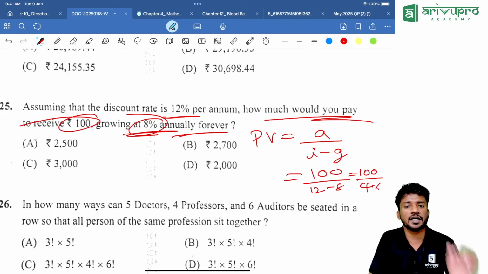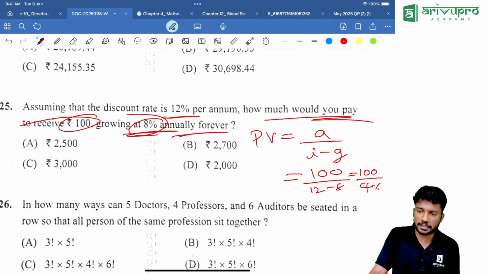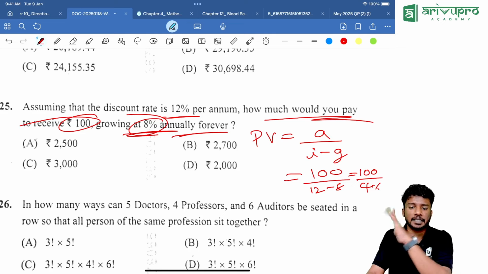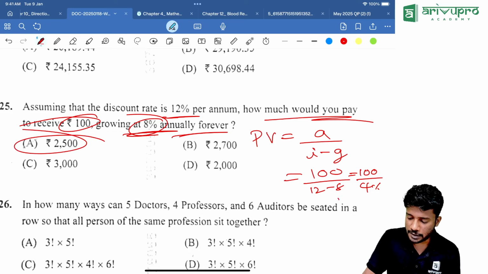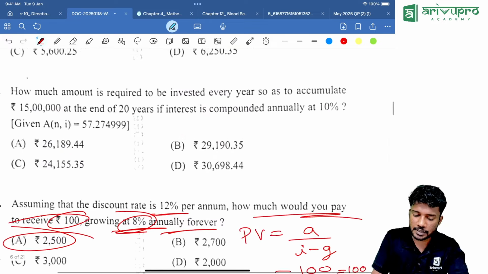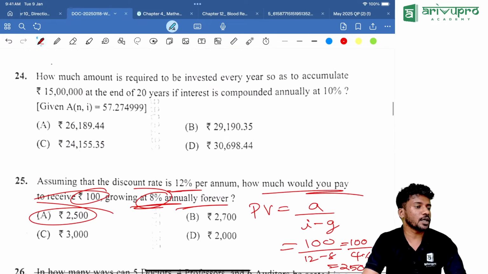How much are you getting now? Take the calculator, type 100, divide by 4, then click the percentage sign. How much are you getting? 2500. Everyone understood that? You remember the perpetuity formula? Yes. Now we are looking at the next one.